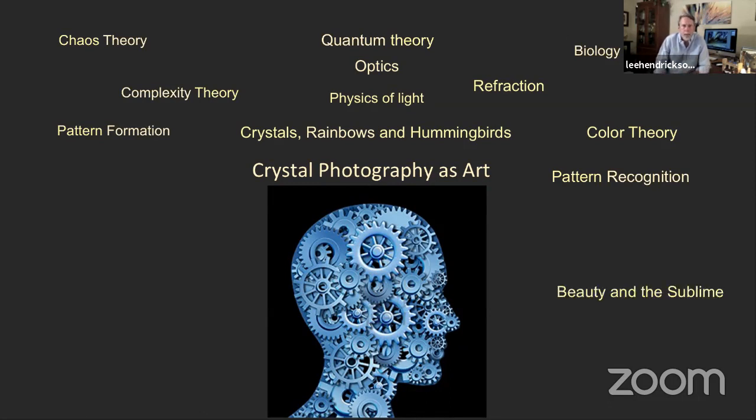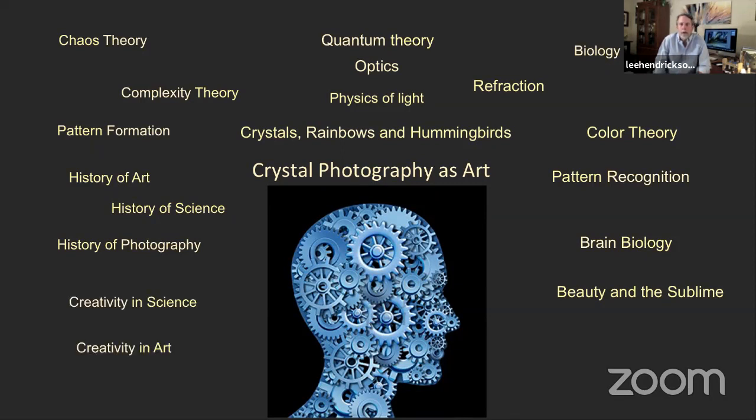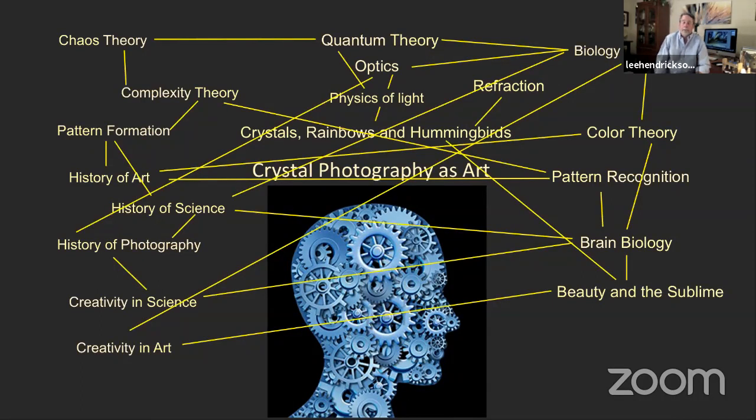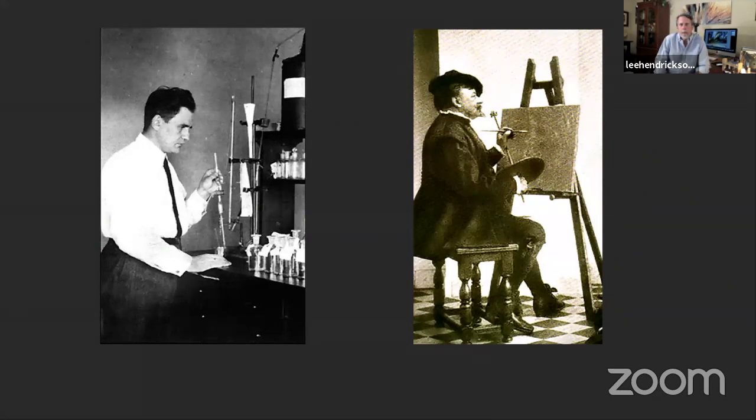I got into what is beautiful and what is sublime, and brain biology, and the history of science, the history of art, and the history of photography, creativity in science, creativity in art. And the cool thing was that all these things are connected. Now, it may look like I'm kind of ADD here, but over the years, all of these things have started to play a role in my thinking about how I do my art. So this dichotomy of scientist and artist.